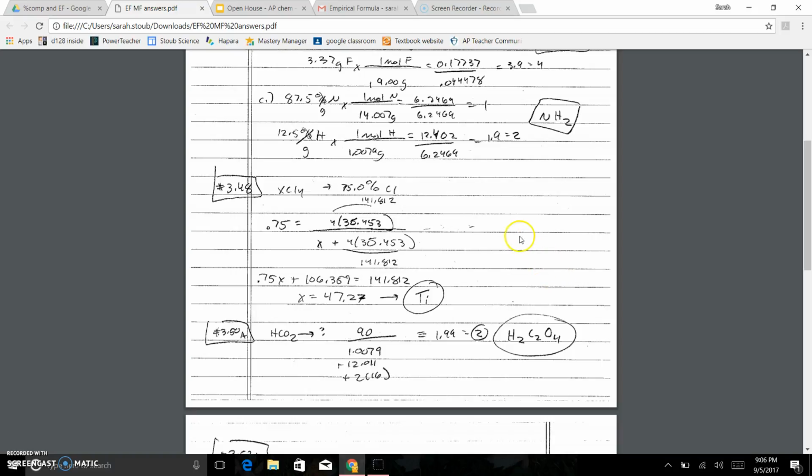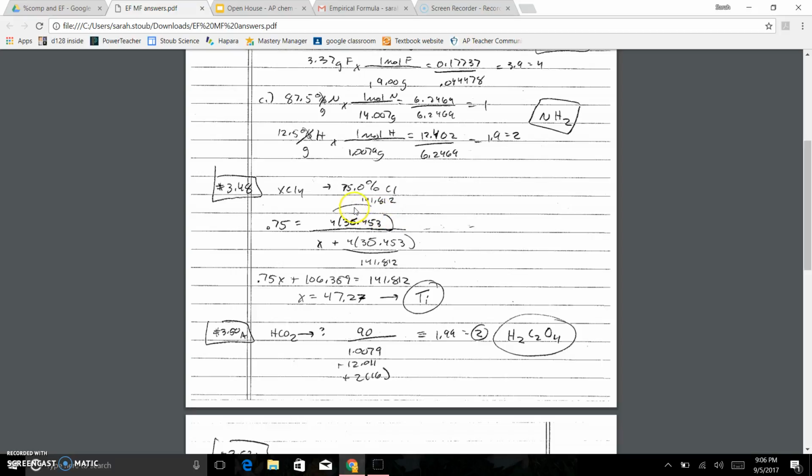You can see on the screen here I've got the answer key for that. So what it told me is that the compound is XCl4, and it also told me that Cl was worth 75% of it. So I needed to figure out what that X part was. The steps that I'm using here are something you could use similar for that hydrate lab. So the idea is that 75% is the part over the whole.